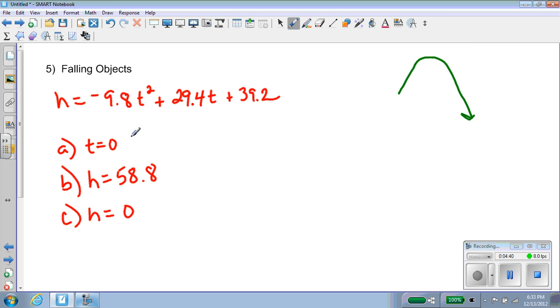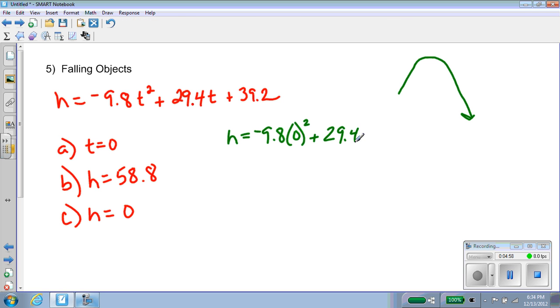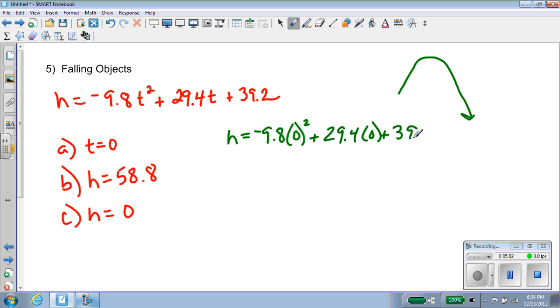Okay, so there's a couple of questions. What is the height at time 0? Well, that's easy. I'm just going to plug in 0 for t. So h equals negative 9.8 times 0 squared plus 29.4 times 0 plus 39.2. Well, that's 0, and that's 0. So the height is just 39.2.